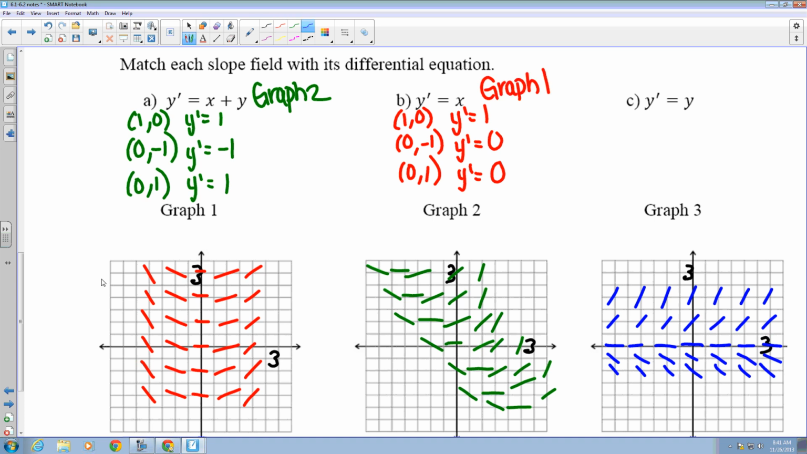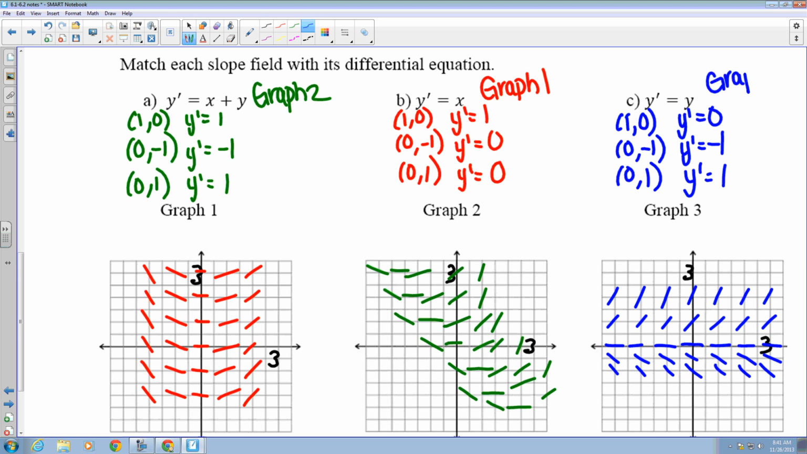And let's just double check, pick the same points for C and make sure that they make sense. If they don't, we'll have to do some rethinking. And it looks like at 1, 0, our slope is 0. At 0, -1, our slope is -1. And at 0, 1, our slope is 1. So yes, graph 3 for sure on this one.